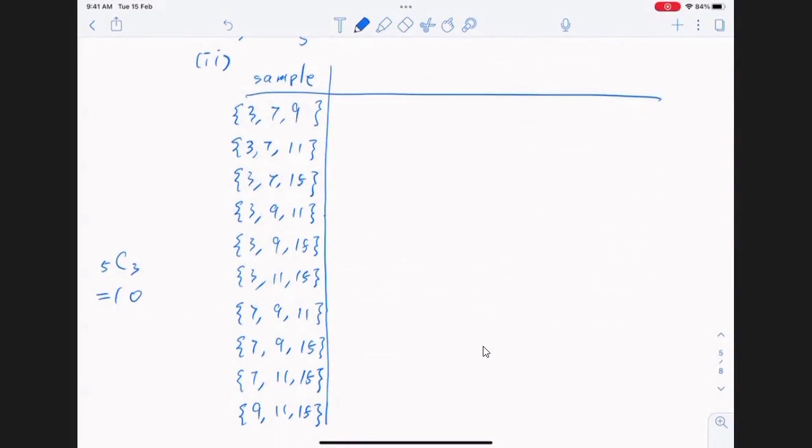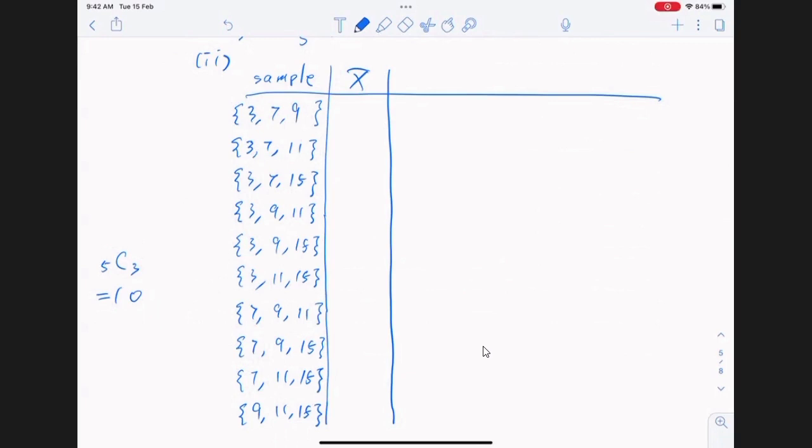And in the question, we are not just asked to list all these samples. We are asked to compute the sample mean of each of these samples. Just imagine that you are asked to draw 3 numbers out of these 5. So you have a bag with some papers written with these numbers, and you are asked to draw 3 papers out of this bag. You get a sample of size 3. Then based on your sample, you can compute a sample mean.